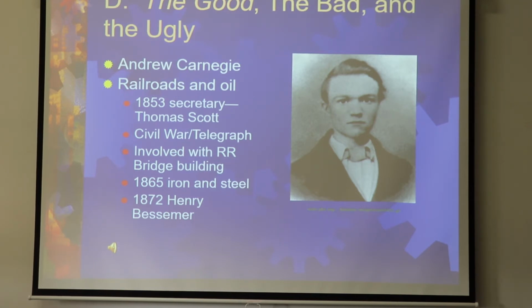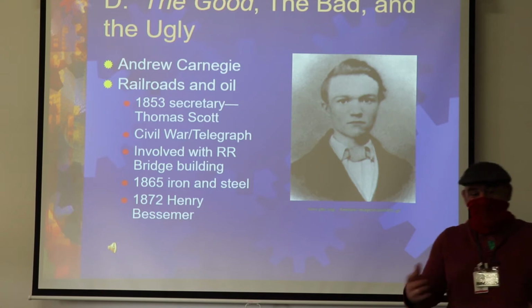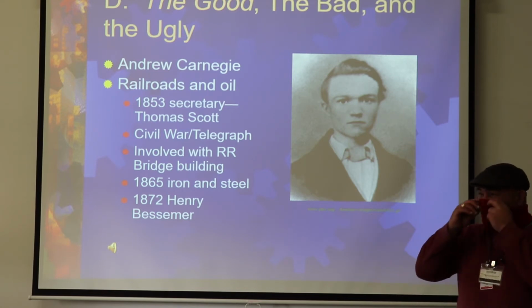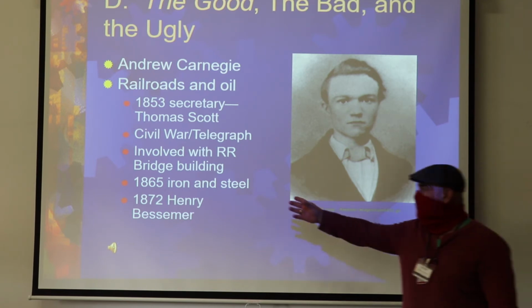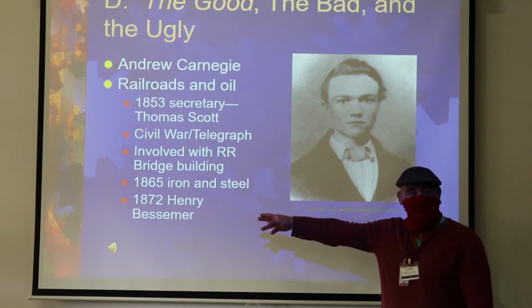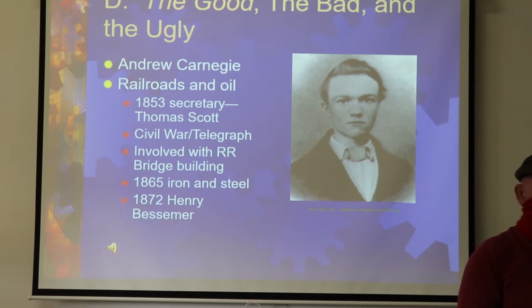By 1865, he gets involved with railroad bridge building, especially those made out of iron and steel. And by 1865, he quits the railroad to devote himself more to iron and steel. And then when he's over in Europe in 1872, making some money selling railroad bonds, he comes across Henry Bessemer.